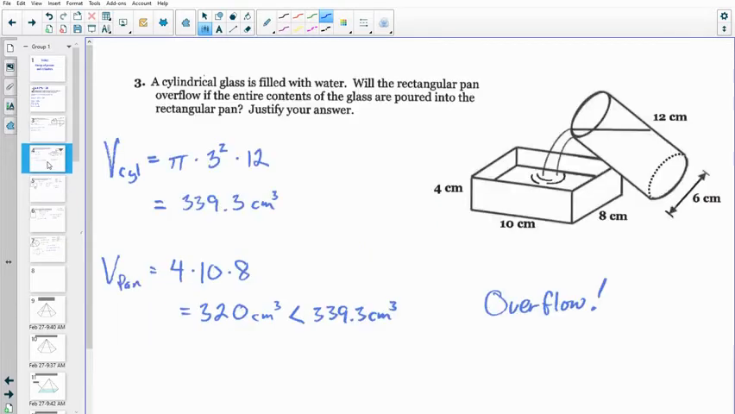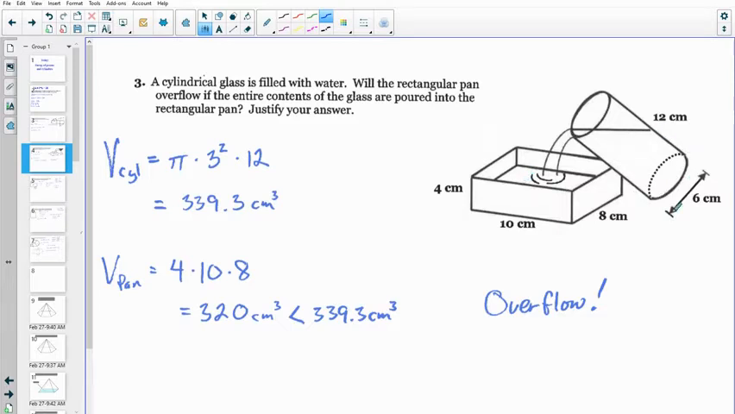The next problem says that this cylindrical glass is filled with water and then it's emptied out into this rectangular pan. It's a rectangular prism. Is it going to overflow? I guess is basically the question. So find the volume of the cylinder, find out how much water was in here, figure out what the volume of the rectangular prism is, and whichever one is bigger tells us what the answer is.